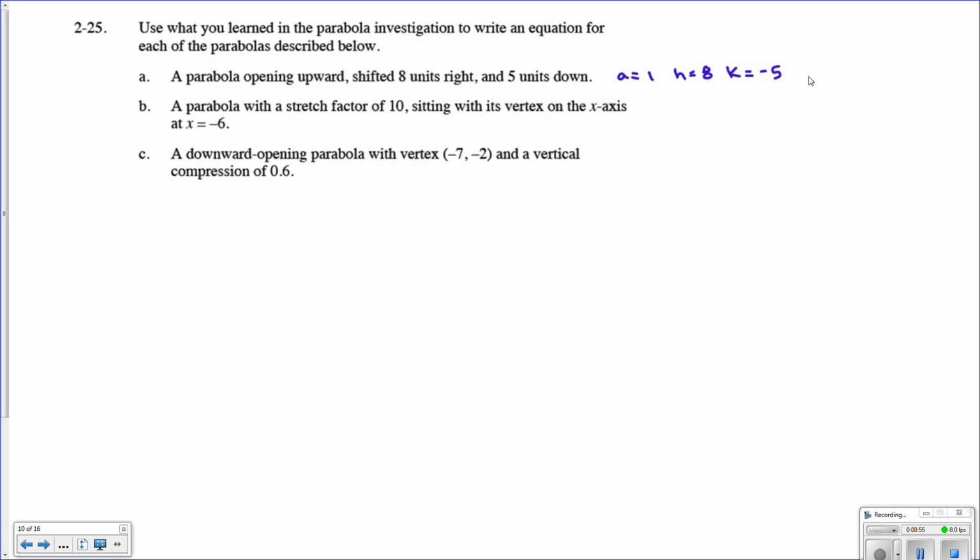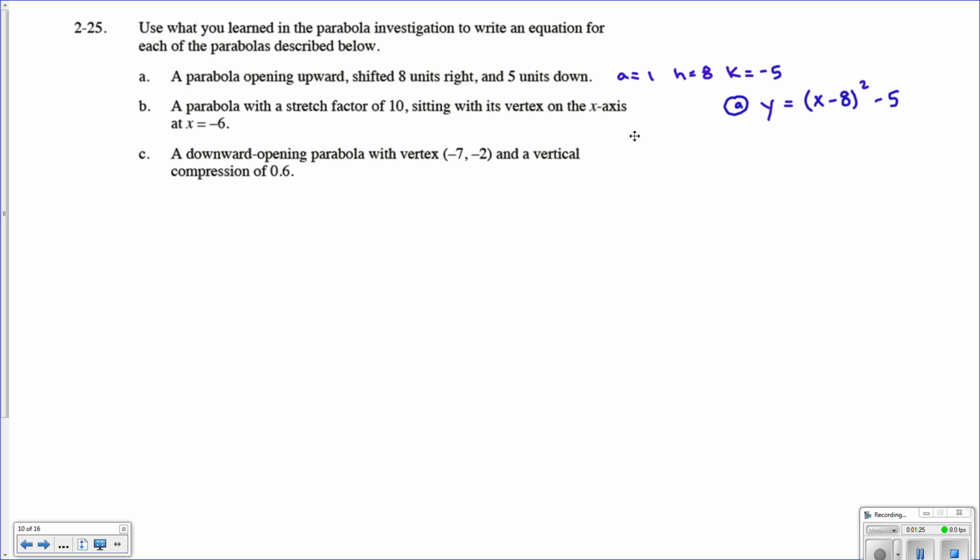So if we're going to write out our equation, we're going to say y equals 1, and you don't even have to put the 1 in there. We'll have x minus h, so x minus 8 squared, and then -5. That is letter A.